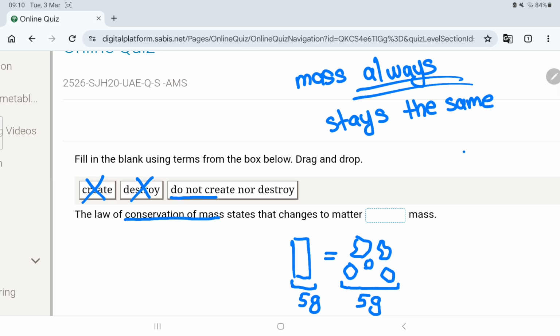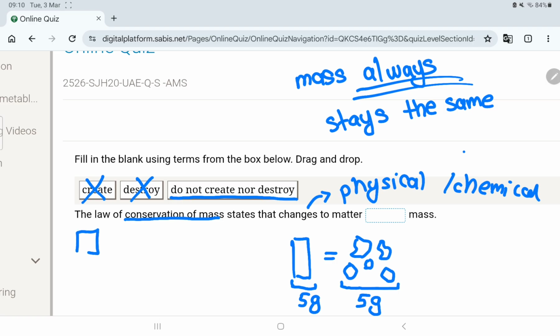So mass is not created. The law of conservation of mass states that changes to matter, any physical or chemical change, do not create nor destroy mass. Let me give you an example for a chemical change. When you have a piece of paper and then you burn it, burning, you get ashes, the ashes that form around the paper, and the little crumbles of paper.